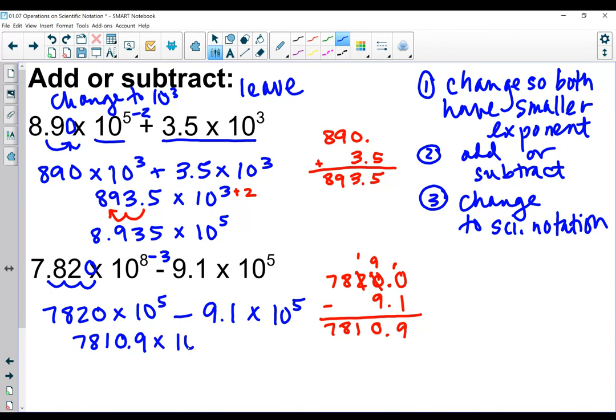7810.9 times 10 to the fifth. And then, of course, we're always going to change back. So I'm going to have to move. I have a big number, move it 3 places this way. So add 3. And now I have 7.8109 times 10 to the 8th.